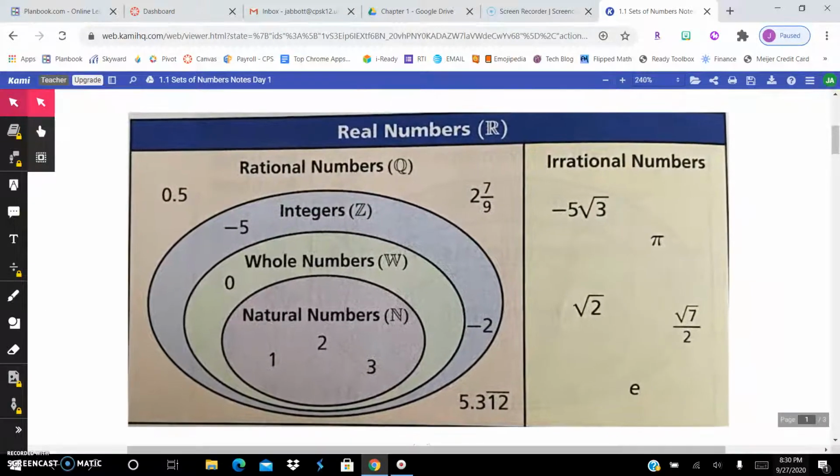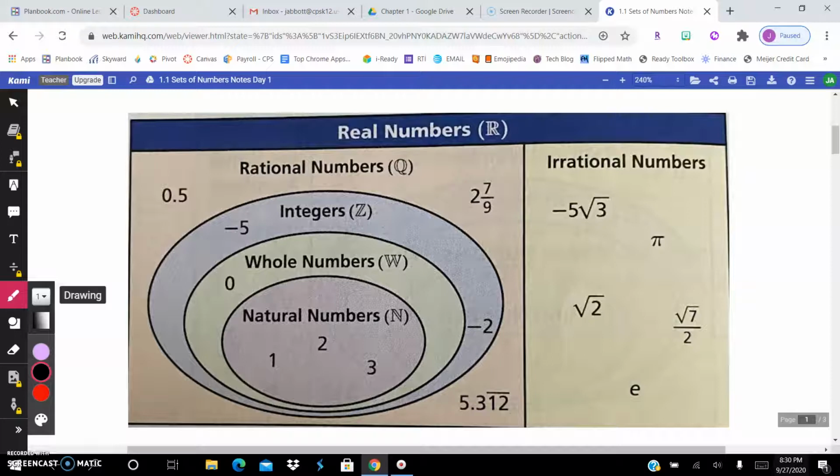All right, here is the real number chart. You are going to want to write this down and save it with your notes. You also want to make sure that you have these letters that are behind each topic because those are going to come in handy later on.